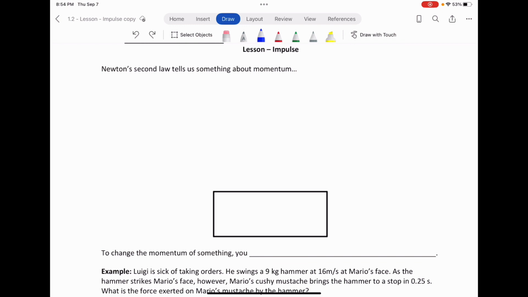What I want to start by doing in today's lesson is looking at Newton's second law and showing you that Newton's second law can actually tell us something interesting about momentum. Even though momentum doesn't appear in Newton's second law, there's some key information about it sort of hidden in there. So as a reminder, Newton's second law is this.